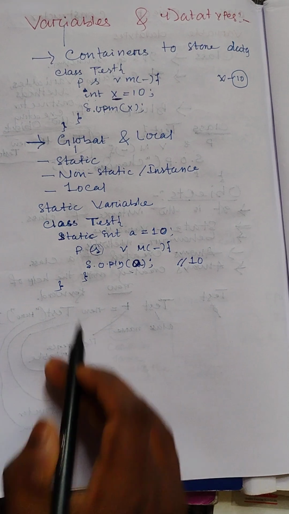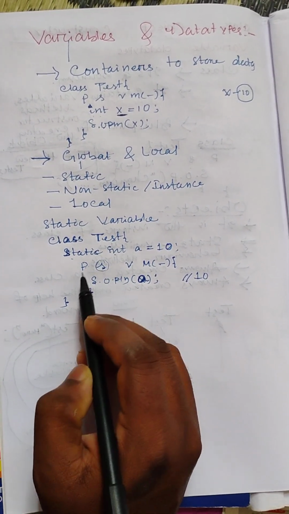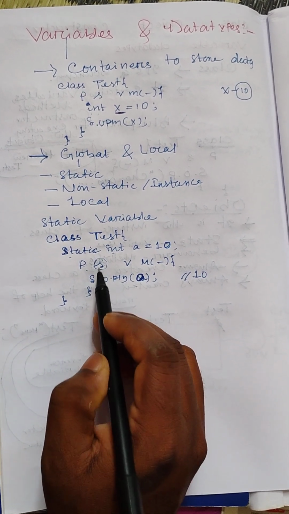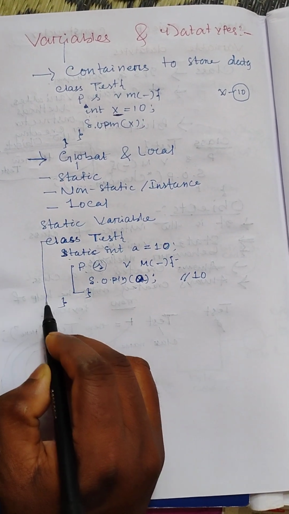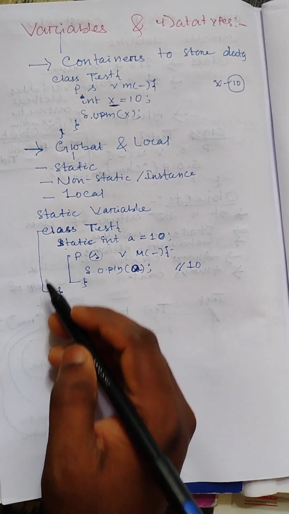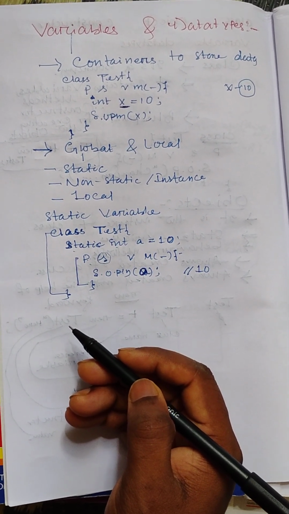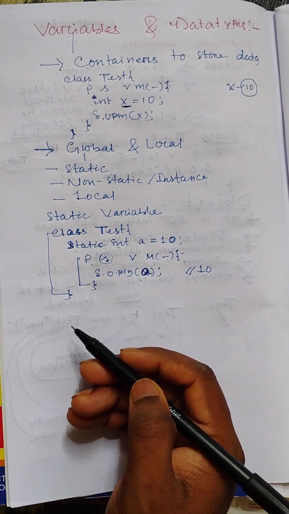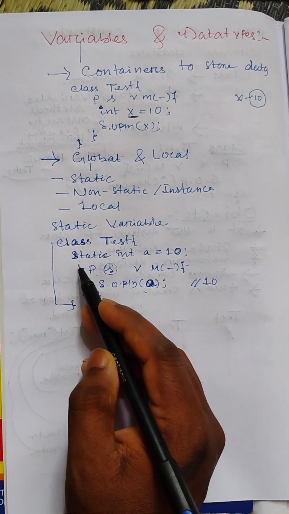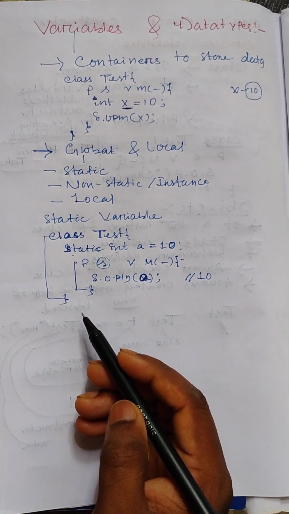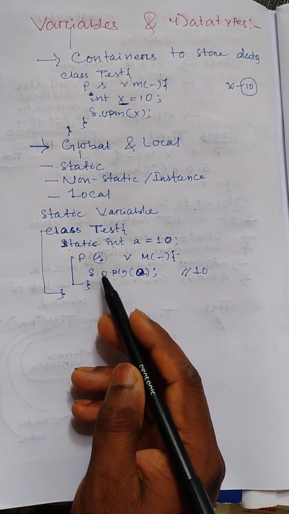Okay, a static variable can be declared inside the class but outside any method. Here it is a method block, and here it is the class. I am declaring inside the class. A static variable can be declared inside the class but outside any method, block or constructor. So a static variable is declared with the help of the static keyword, and it does not vary from object to object.